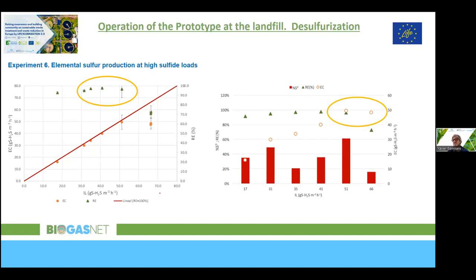this value further. Also, the production of elemental sulfur was not that high. Only 60% of the H2S was oxidized to elemental sulfur. This is just a matter of the control system. We need to reach a specific ORP on the prototype and keep this value. It's a bit complicated, but we are still working on it.